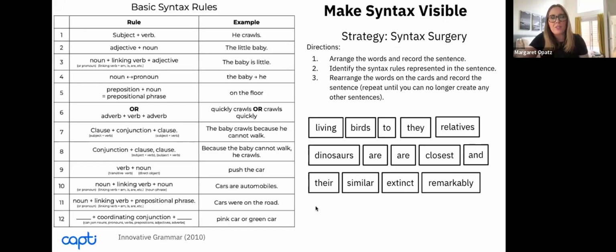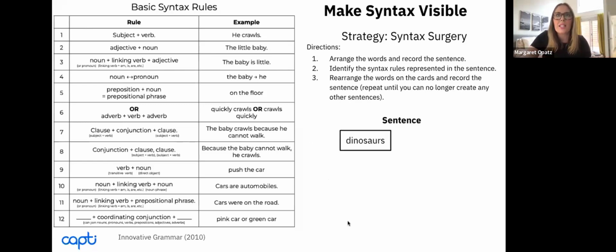And then what they're going to do is identify the specific syntax rules that are represented within the sentence. They don't have to use all of the words, but you can rearrange the words. Then when you're done with one sentence, you rearrange the words and write another sentence and then identify the syntax rules. So what that might look like is students might write dinosaurs are extinct, and that can be their sentence.